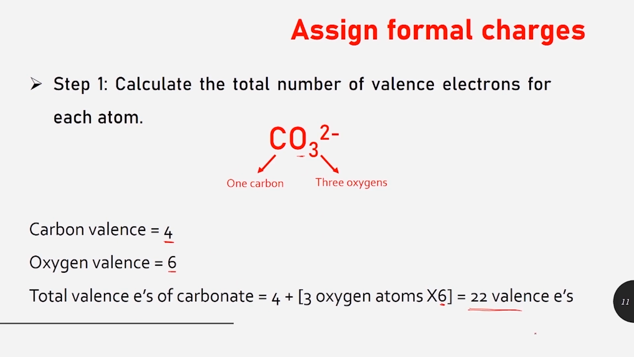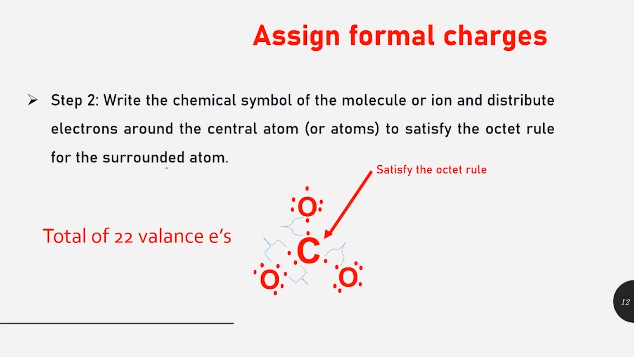In the second step, we write the chemical symbol of each atom, then distribute the electrons around the central atom to satisfy the octet rule. If you count the electrons around the carbon, you will see that carbon is singly bonded to 2 oxygens and doubly bonded to 1 oxygen to have the 8 surrounding electrons.